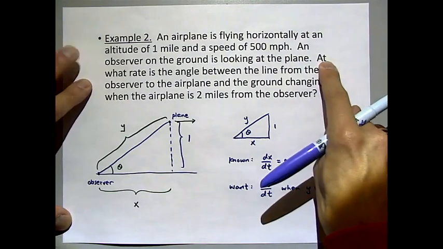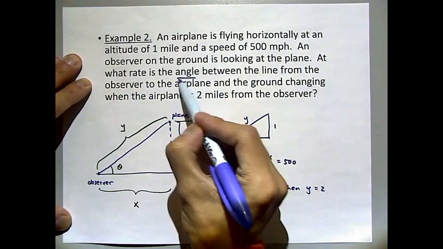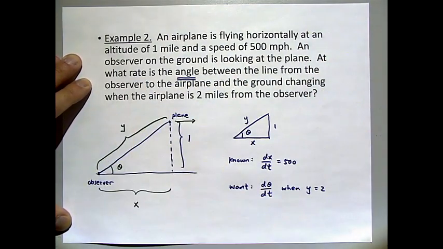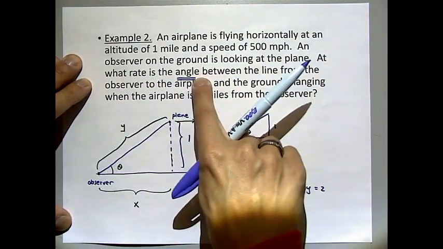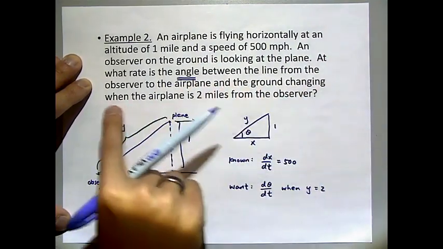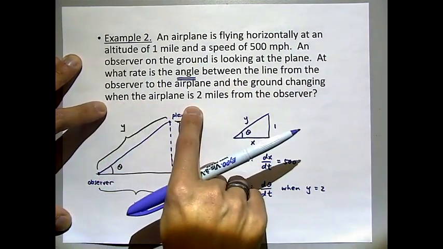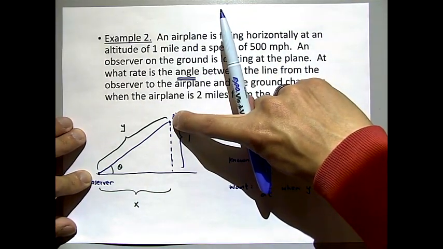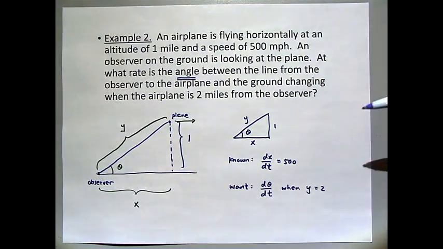Okay, so look, at what rate is the angle? The angle is our theta. At what rate? Rate is a derivative. What is the derivative of the angle, d theta dt, at the moment when the airplane is 2 miles from the observer? 2 miles. y is equal to 2. Once again, I already made sure the units agree. If you're doing this on a homework problem, some of them have units all mixed up. Make sure everything is consistent.